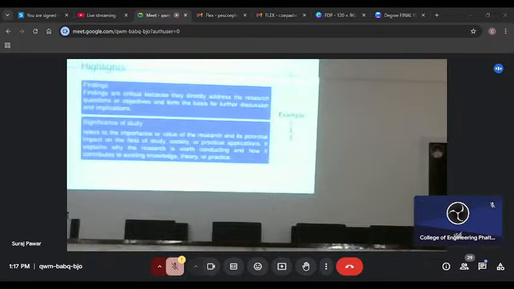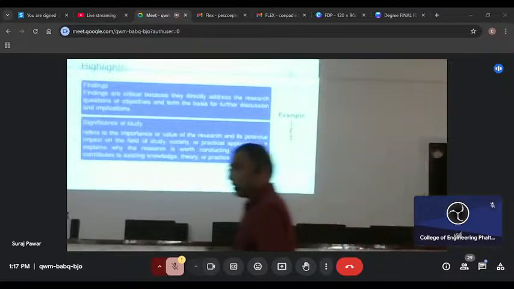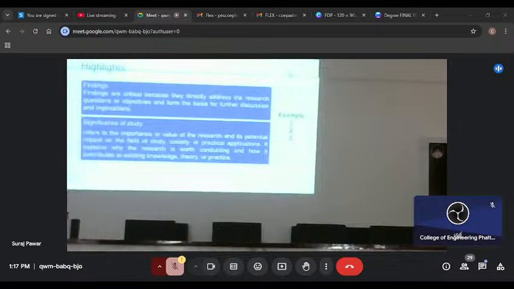So the significance of study refers to the importance and value of research, and its potential impact on the field of study and society. That's the practical implication. I have already mentioned practical application. It explains why the research is worth conducting and how it contributes to existing knowledge, theory, or practice. For example, multiple controllers are available.